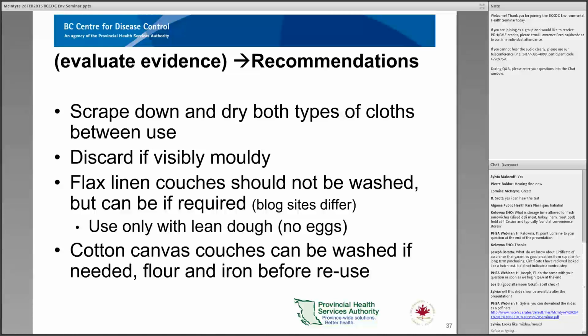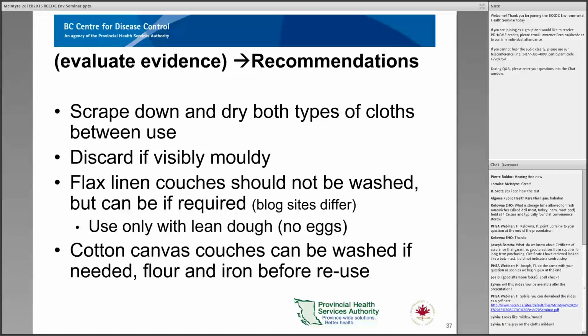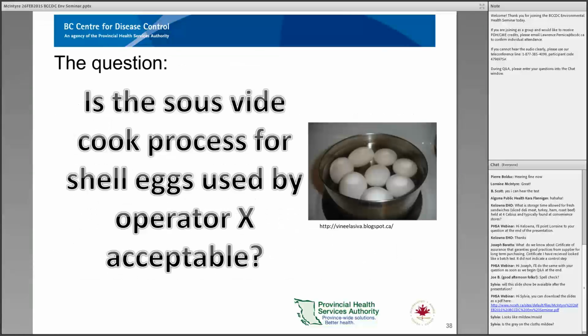Although they're not reliable sources of information, you can really get a sense of the practices on blog sites. In fact, even whether or not you can wash and reuse flax linen was being questioned on the blog site. Some blog sites said, oh, you can wash flax, it's easy, you just iron it while it's wet with a steaming hot iron. So you could recommend that to your operator as well. And the cotton canvas ones do need to be washed, floured, and ironed before use if they're dirty.